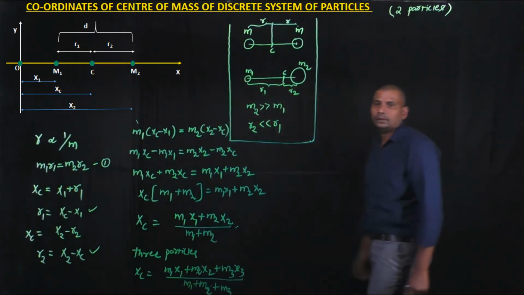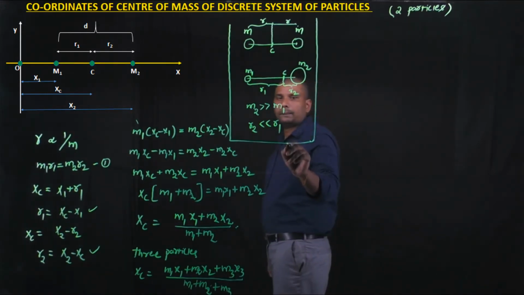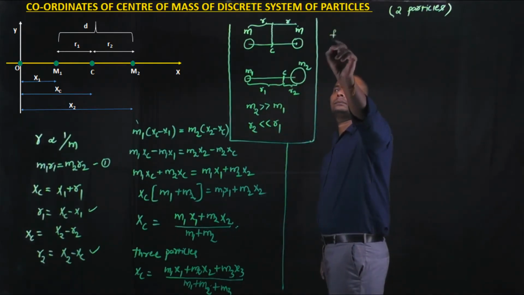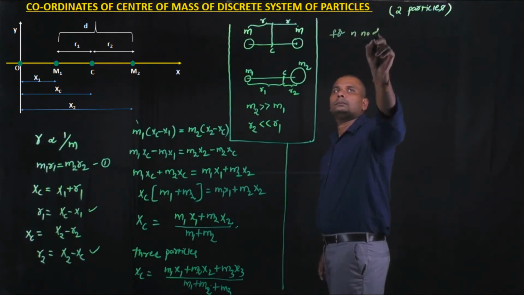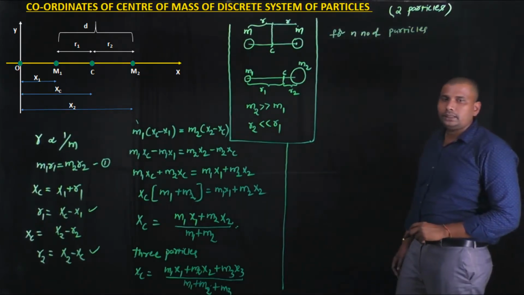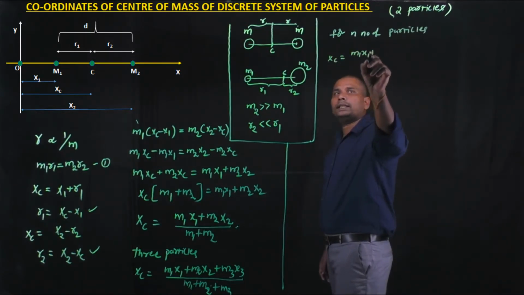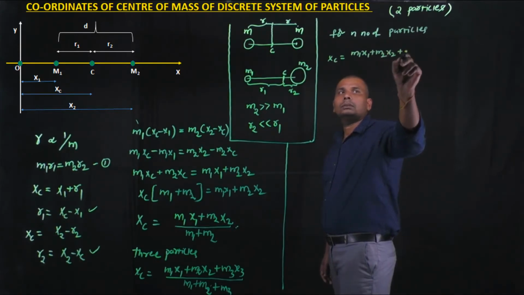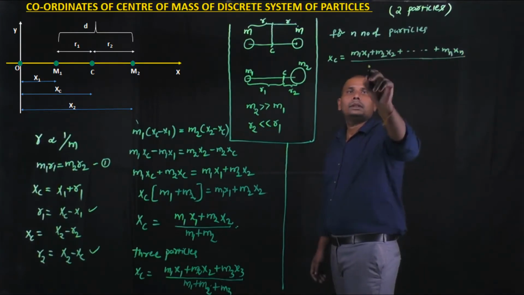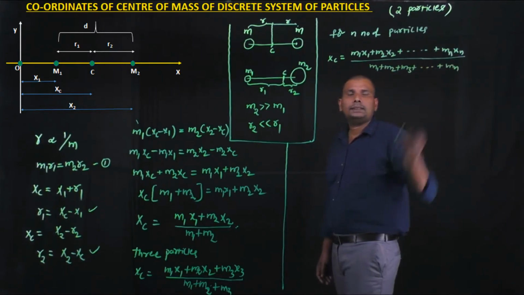Suppose there are n number of particles, then the expression for the coordinates of the center of mass along the x-axis is xc is equal to m1 x1 plus m2 x2 and so on plus mn xn, divided by m1 plus m2 plus m3 and so on plus mn.